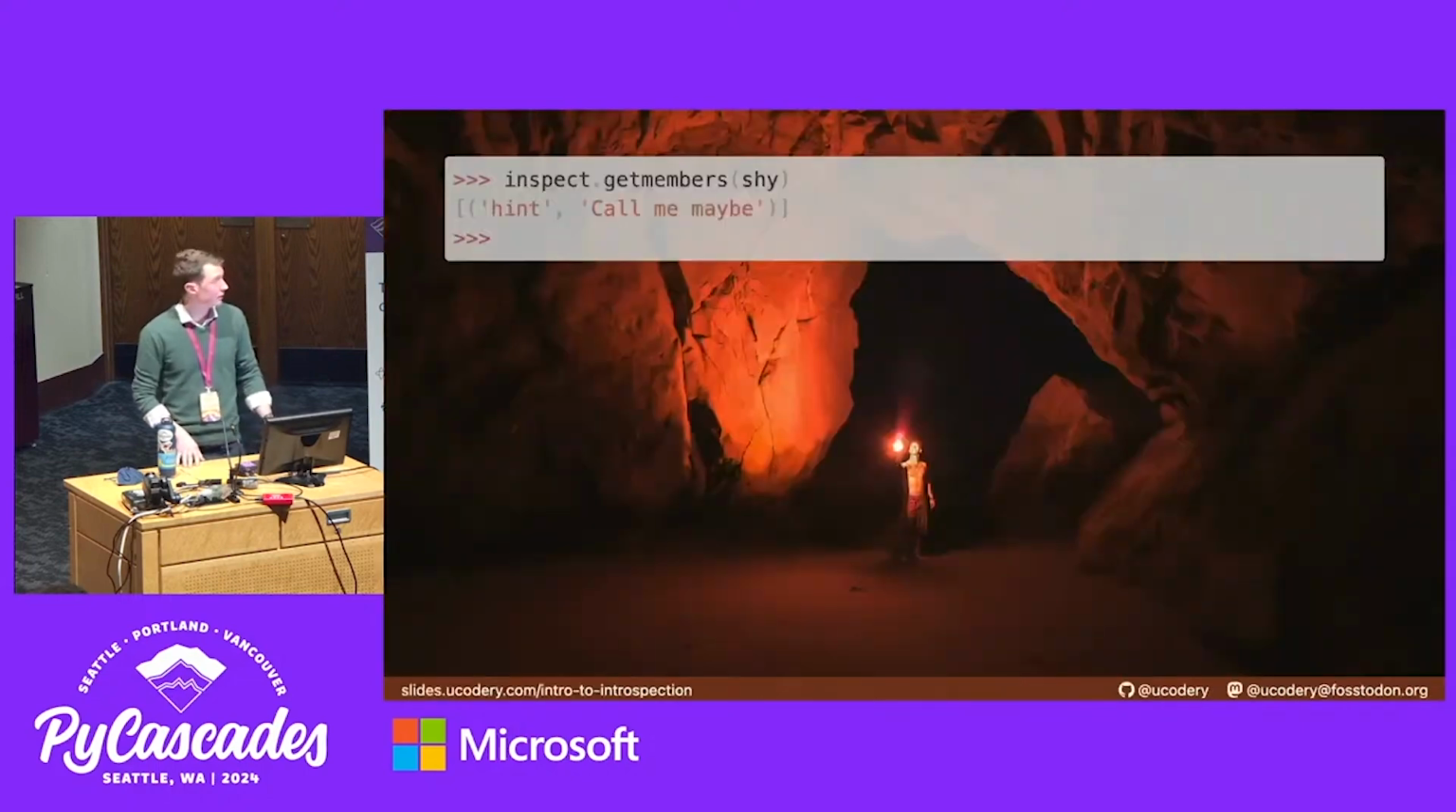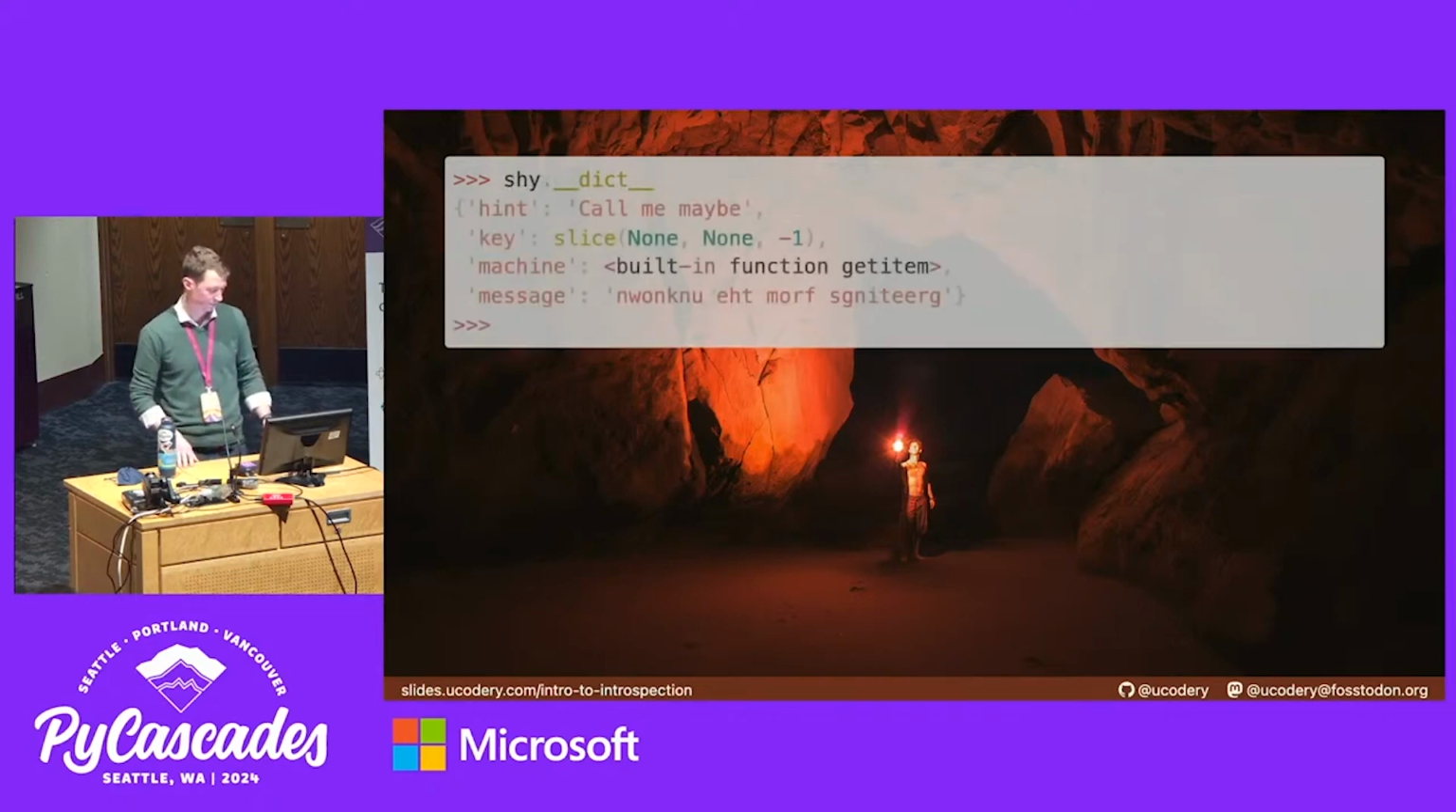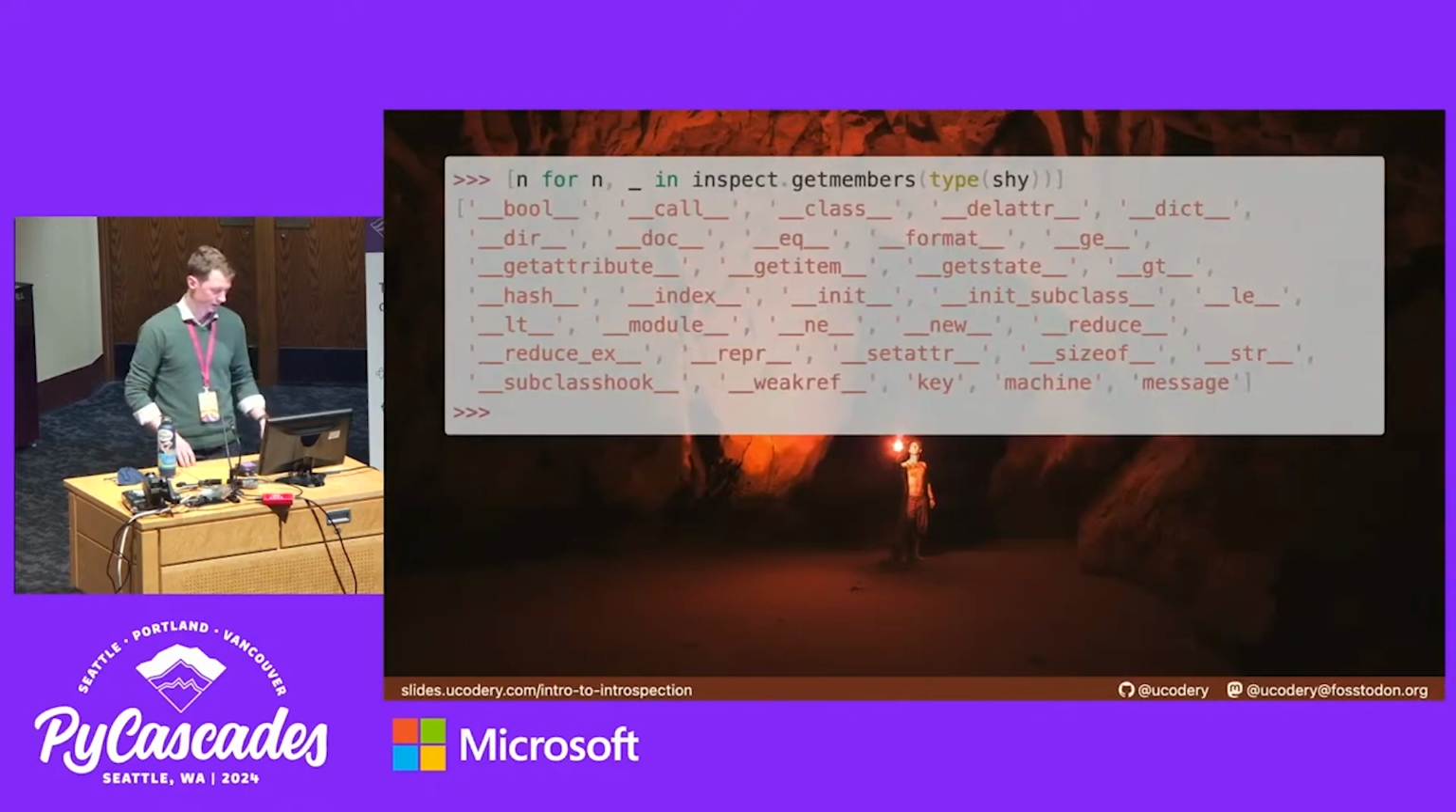So when we asked inspect to give us the members of Shy, it told us both the names and the value. But we could have always just looked inside its private dictionary. There is the hint that we saw, but there's also those other attributes which we actually ended up using when we called it as a function. They were all just sitting there in this private dictionary, and they can be accessed through an attribute lookup. This huge, long list comprehension was what inspect told us was available on Shy because of its inheritance.